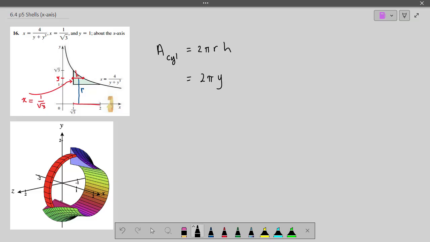And then the height is the right x value. That is the right x value, minus the left x value, which is 1 divided by root 3. So there is the area.